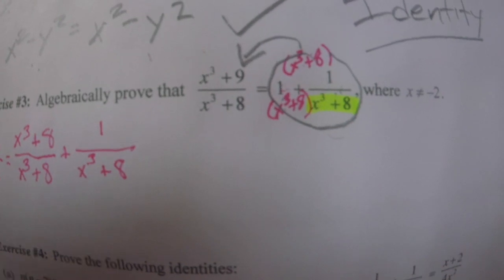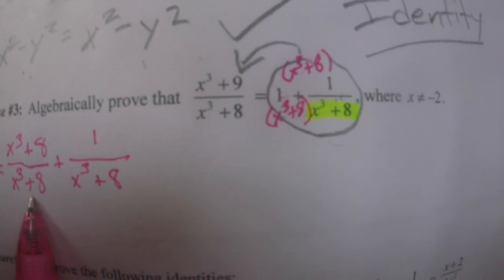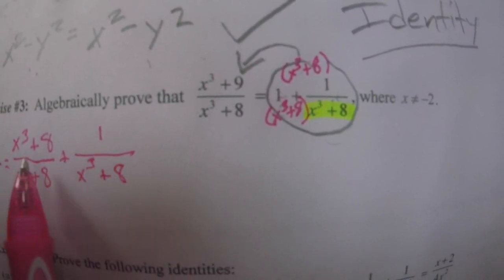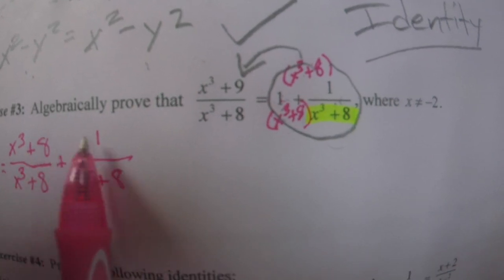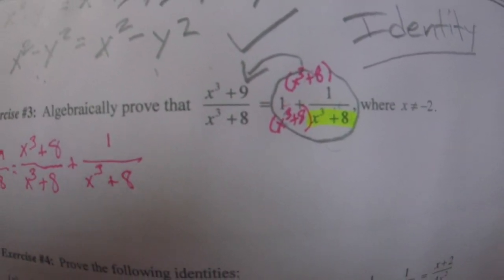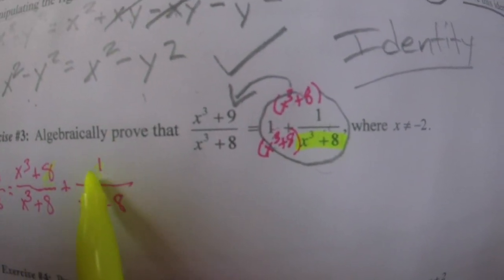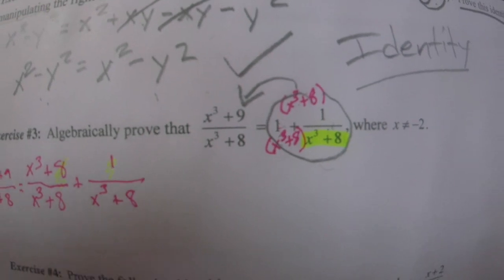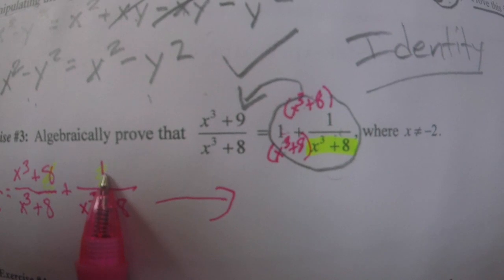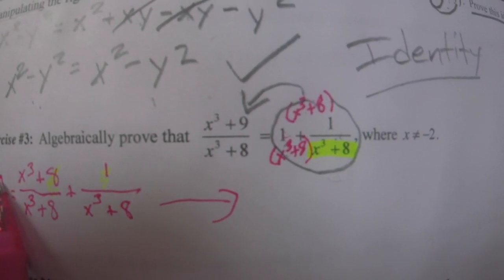All right, the reason that I do that is because now I have common denominators of x^3 + 8. Now I can add the tops. Remember when we add fractions, we add the numerators, the denominators stay the same. So I'm basically combining like terms. My only two like terms in the top are this 8 here and this 1 here. And when I add 8 plus 1, guess what I'm going to get? x^3 + 9.